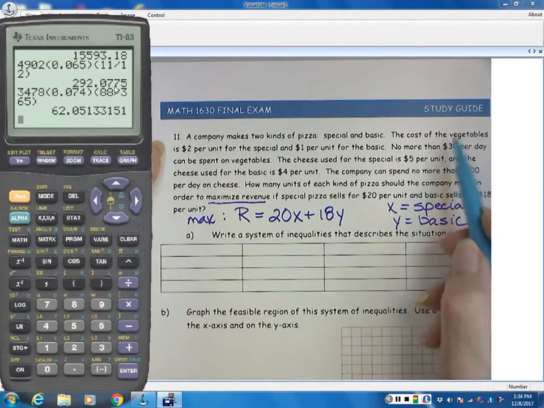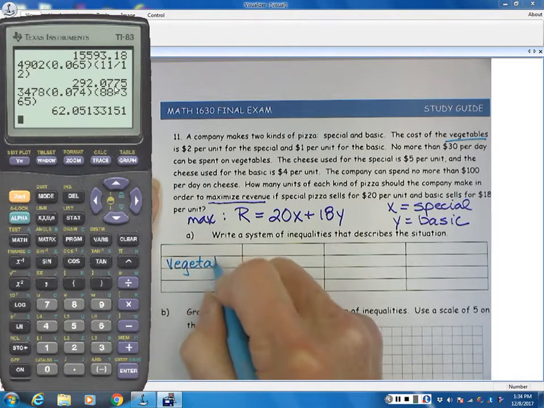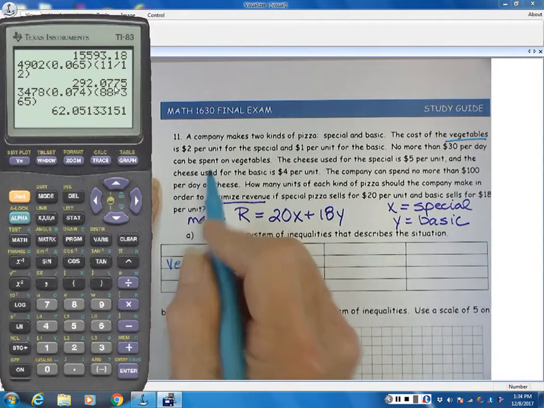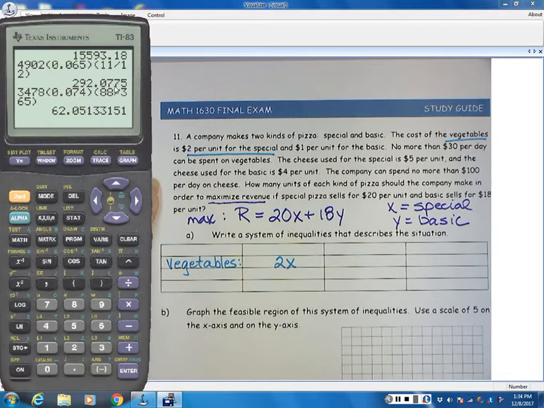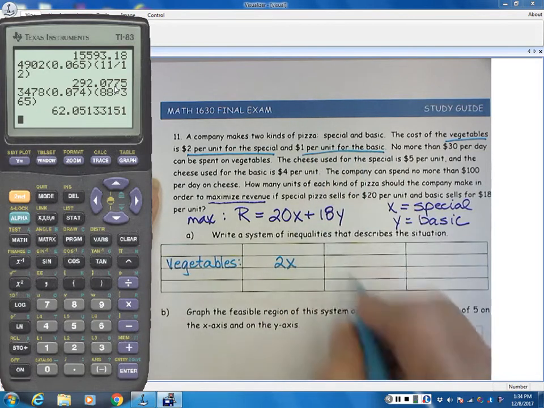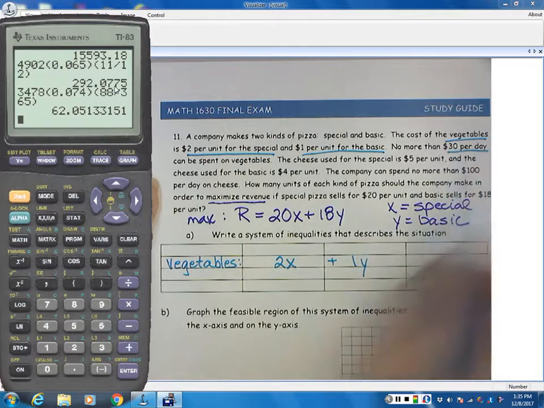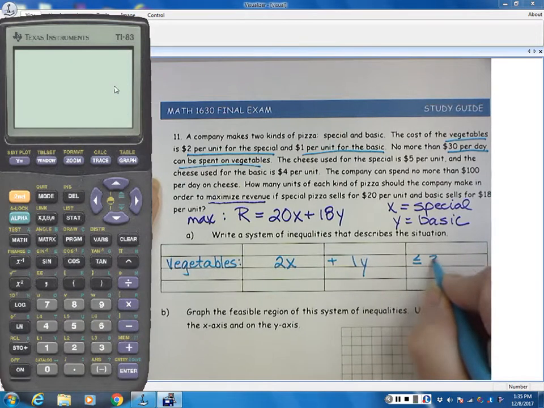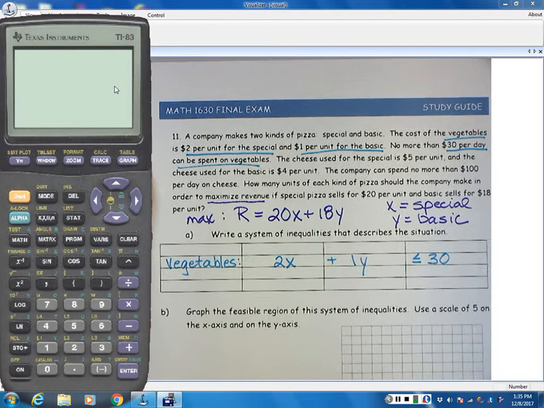The cost of the vegetables: $2 per unit for the special, that's 2x. $1 per unit for the basic. And they only have $30 a day to spend. So 2x plus 1y has to be equal to or less than 30.